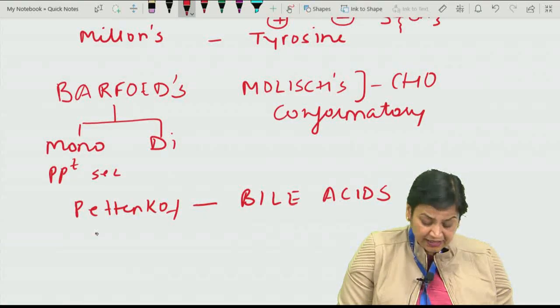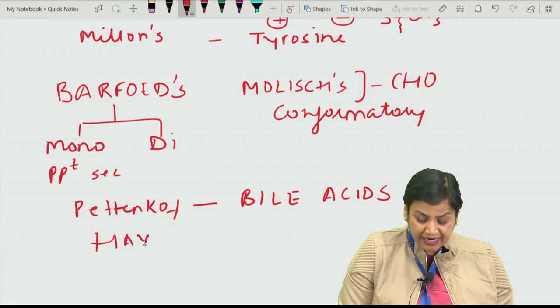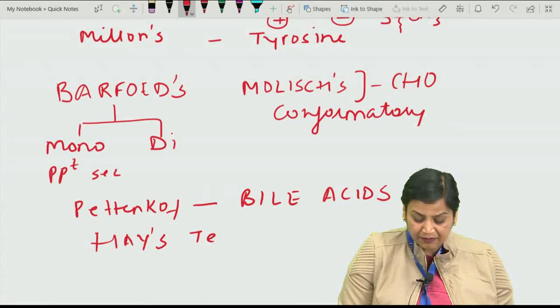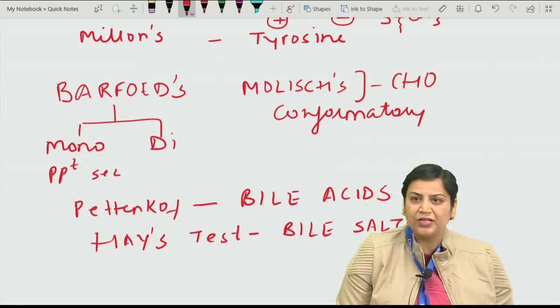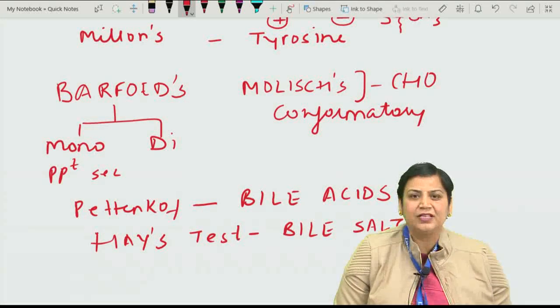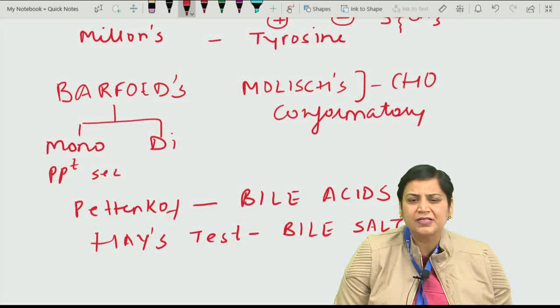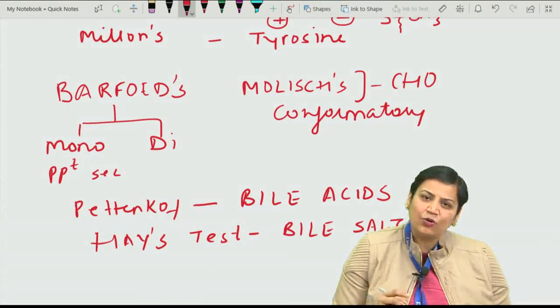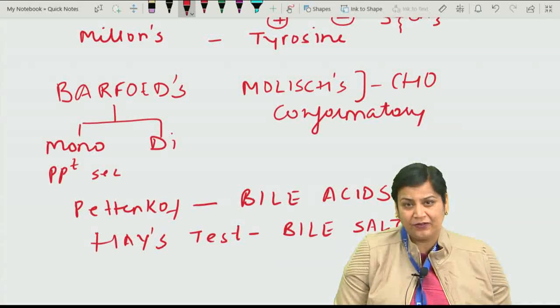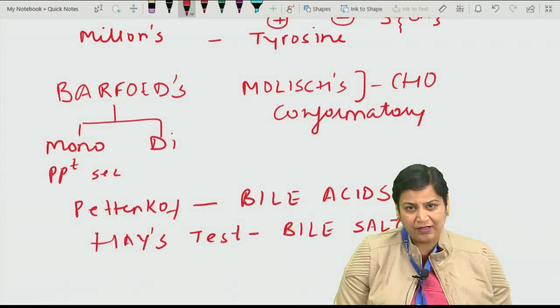There is another test, Hayes test, for bile salts. So here the option is biuret test, which is a confirmatory test for proteins, one thing, and second is it is a qualitative as well as a quantitative test. This is very, very important.